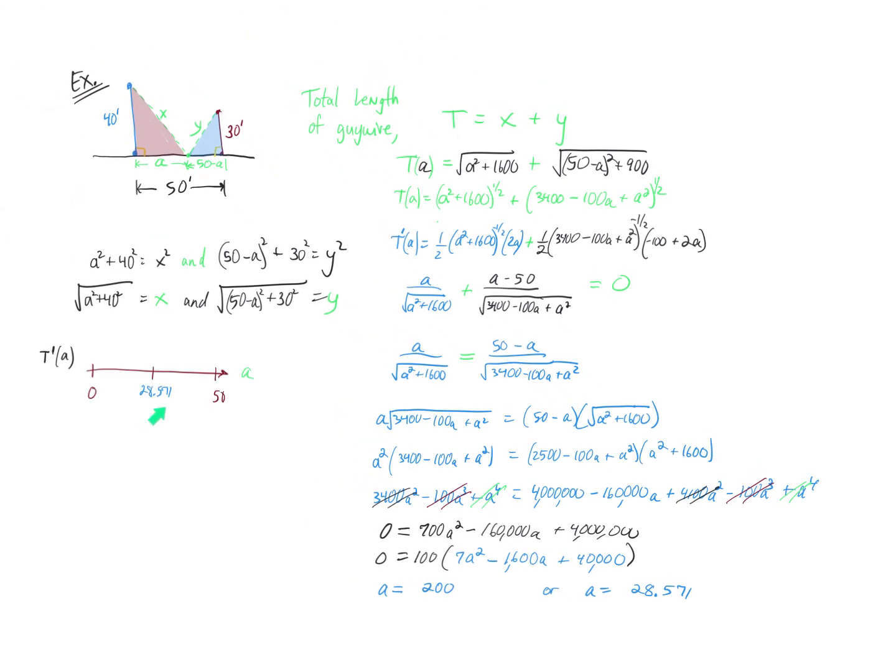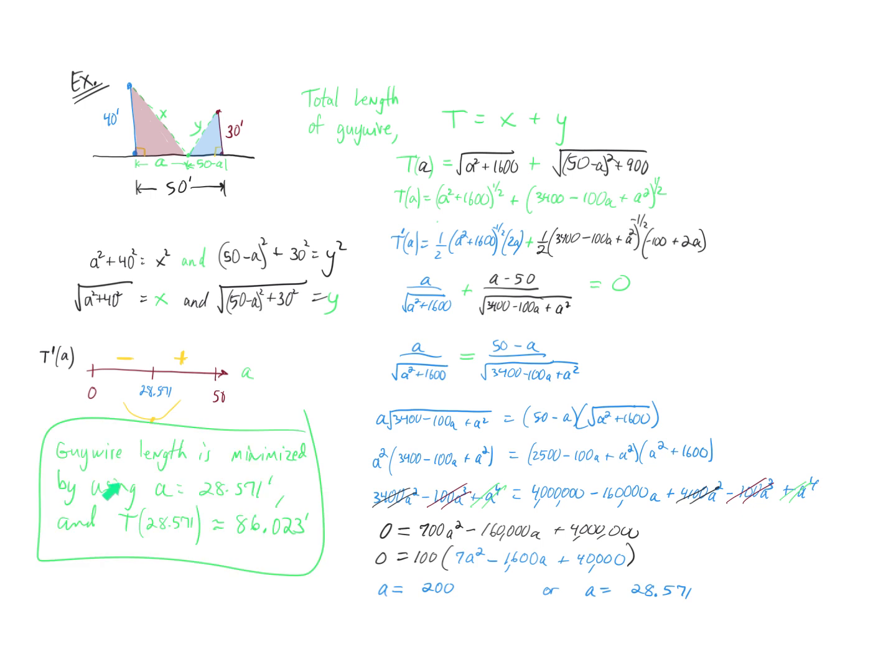To prove that we have a minimum length of guy wire at the critical number of a equals 28.571, we can use the first derivative test. What is the derivative before that critical value, and what is it after the critical value? I'm just going to plug in the value 1 here, and here I'll plug in the value 30. And it was negative in this interval, and the slope would be positive in this interval. So if it's decreasing and then increasing, we have ourselves a relative minimum. We have minimized the guy wire when we place this common spike 28.571 units to the right.